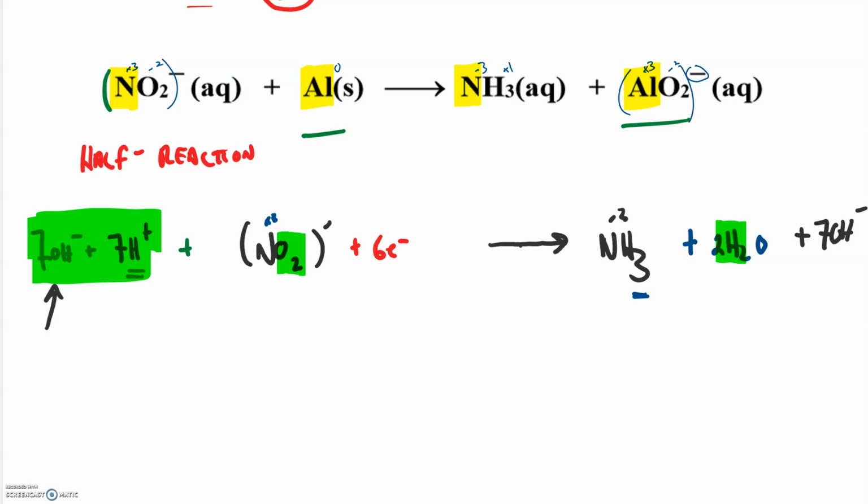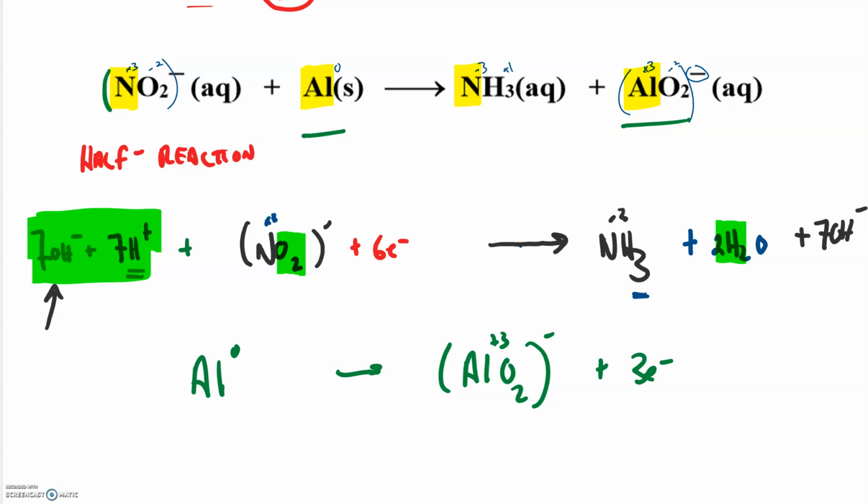Let's do our other half reaction involving aluminum. So we have solid aluminum with a charge of 0. And on the product side, we have aluminum in an ion where it now has a charge of +3. Well, how did it get to have a charge of +3? It has to have lost 3 electrons. And that takes care of the charge.